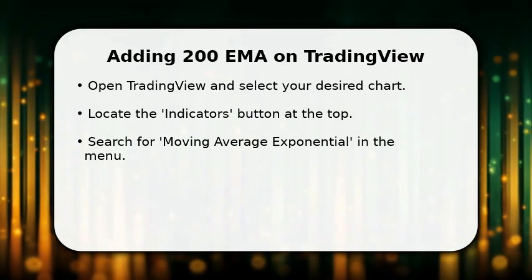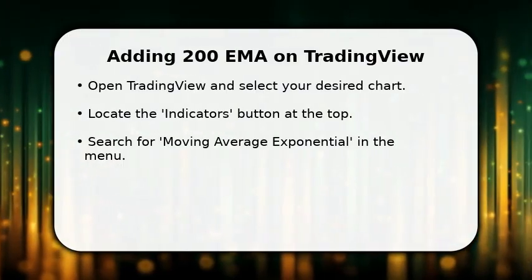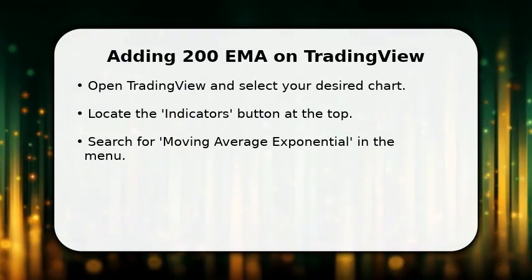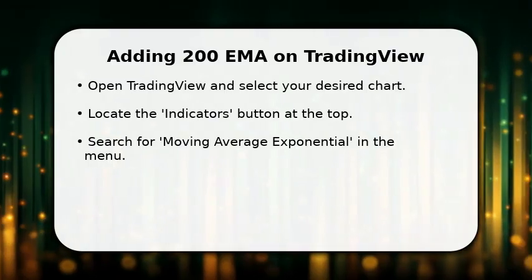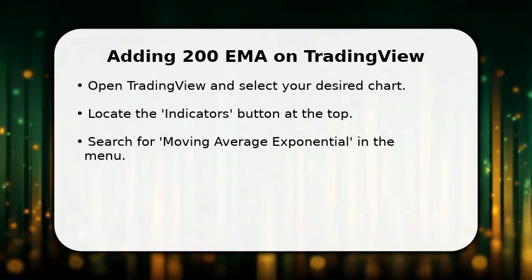In this video, I will explain how to get 200 EMA on TradingView. First, open your TradingView platform and choose the chart you wish to analyze. Next, find the Indicators button, usually located at the top of your screen. Click on it to open the indicator search bar.